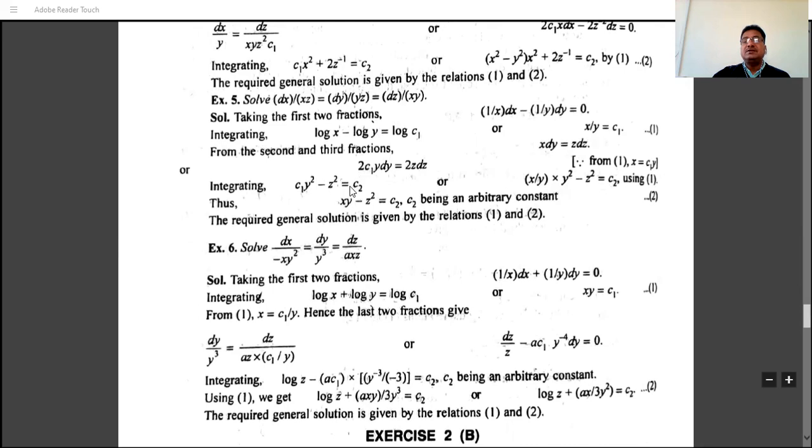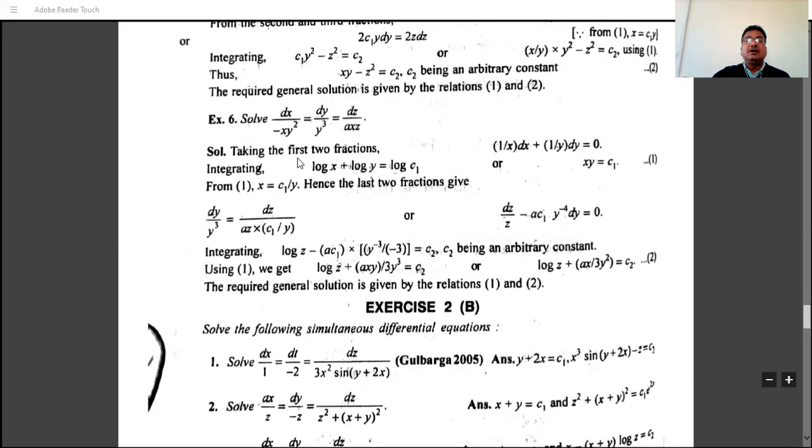Okay, and then resubstitute this c1 as x by y into y square minus z square is equal to c2, and this is equation number 2, and then 1 and 2 form the general solution or complete integral of the given differential equation. A similar problem.